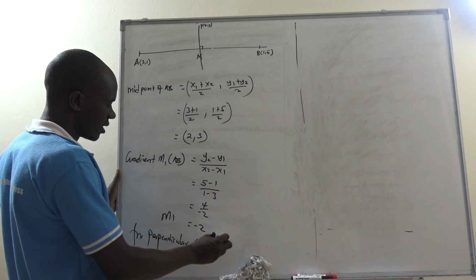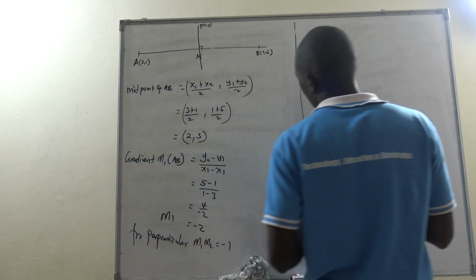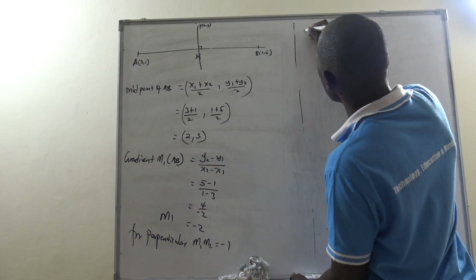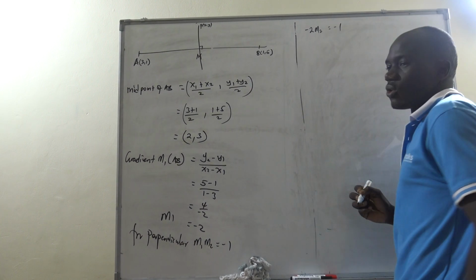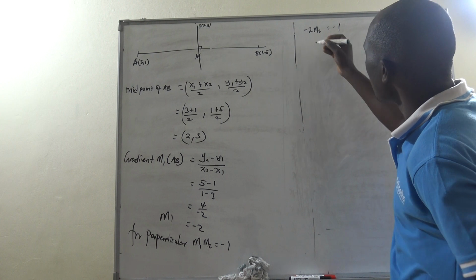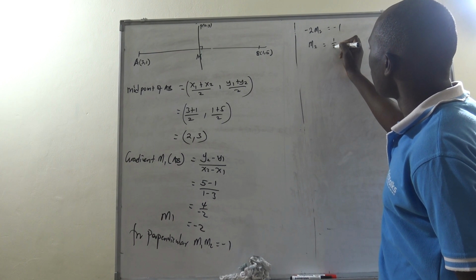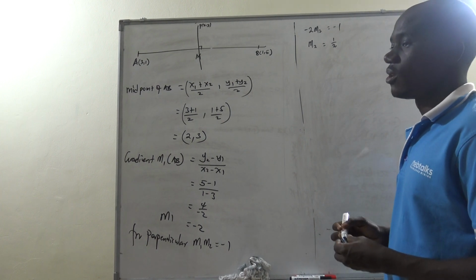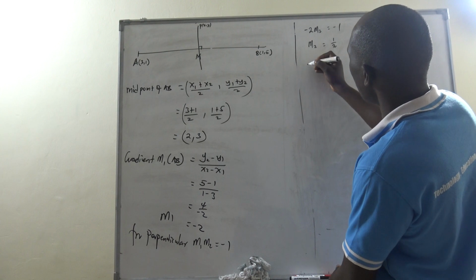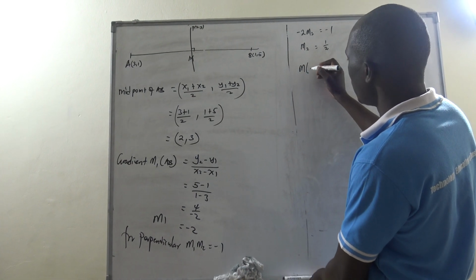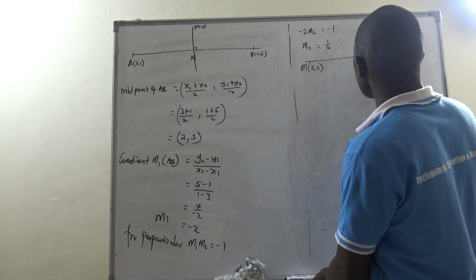Then we say for perpendicular lines, M1 times M2 must give us -1. So do we know M1? M1 is already -2. So we get -2 times M2 equals -1. So can we make M2 the subject? So M2 becomes +1/2. Then from there, we are using this very point here, because this one is going with that. Our point is M, which is already (2, 3), together with point P, which is (x, y).